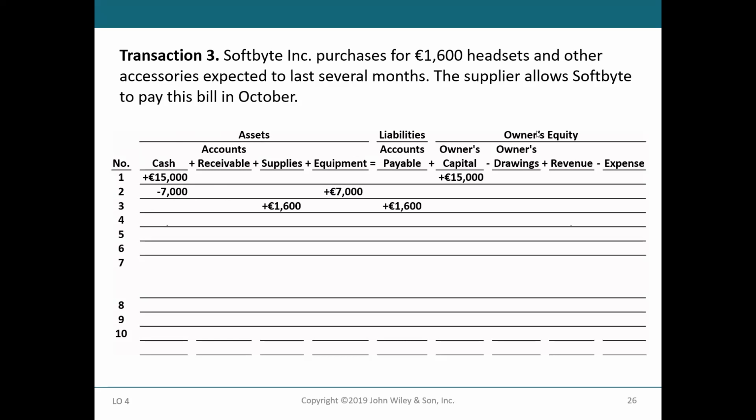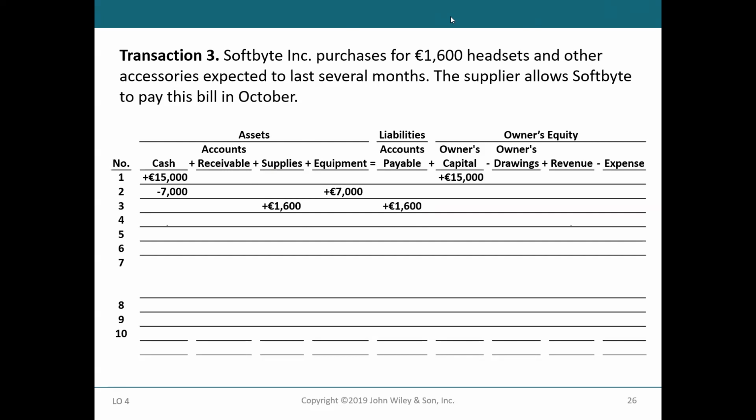Number 3, SoftBite company purchases for 1,600 headsets and other accessories expected to last several months. The supplier allows SoftBite to pay this bill in October. So what happened now? Our supplies will increase by 1,600. Headsets and accessories are treated as supplies because they are used in the business. And accounts payable increased by 1,600.